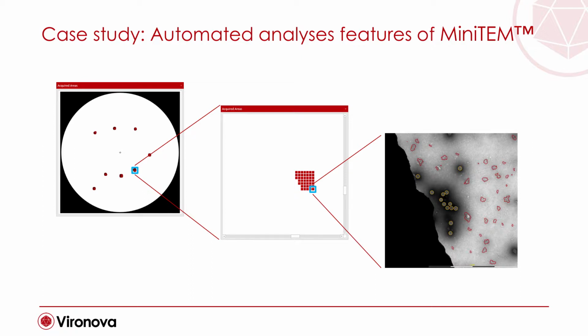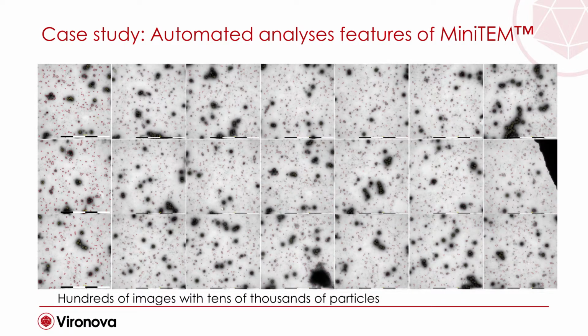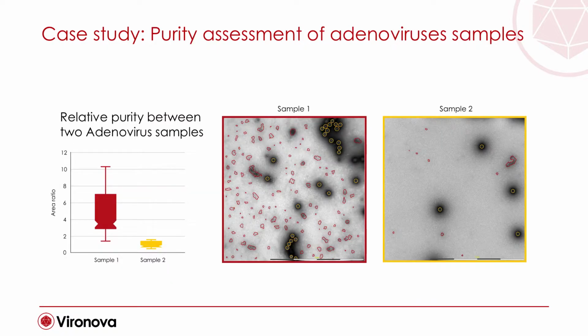You can tell the software to randomly pick some regions on the grid. Each red dot here corresponds to a region, and in each of these regions we acquire 49 images. Then we get statistically relevant data from the whole area of the grid. This slide just illustrates the images that we get from a given region of the grid. The automated functionality allows us to get a large amount of data to make sure that we obtain relevant statistics. In the example presented in this slide, we have two adenovirus samples from different purification stages.